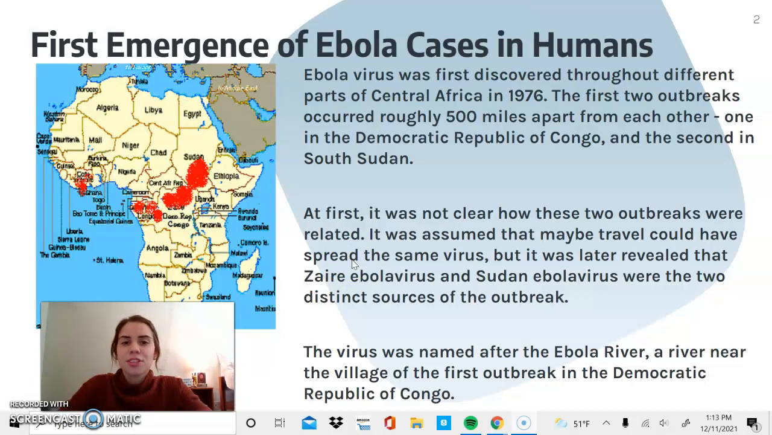So it was definitely in question whether one virus was the start of both of these outbreaks or two separate viruses caused two separate outbreaks. It was later discovered that the Sudan Ebola virus caused the South Sudan outbreak, and that the Zaire Ebola virus caused the Democratic Republic of Congo outbreak. The virus was named after the Ebola River, which is located in a village in the Democratic Republic of Congo, the location of that first outbreak in 1976.